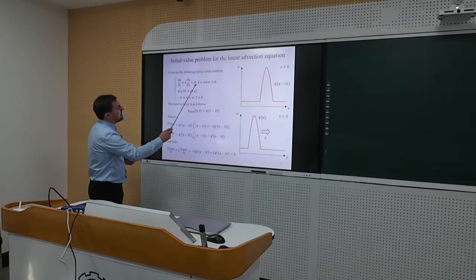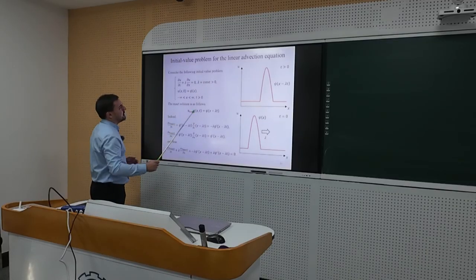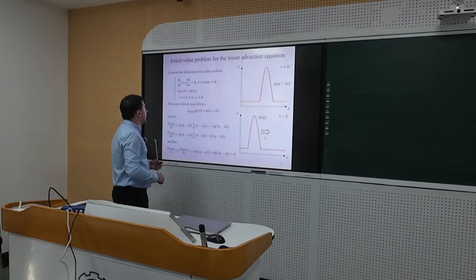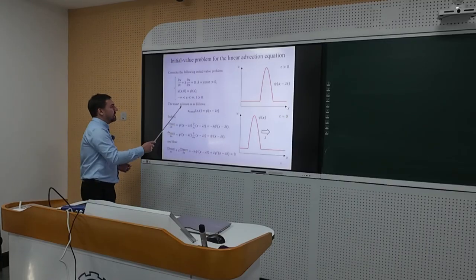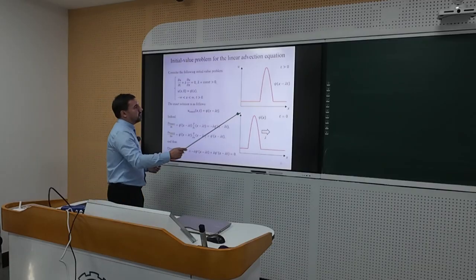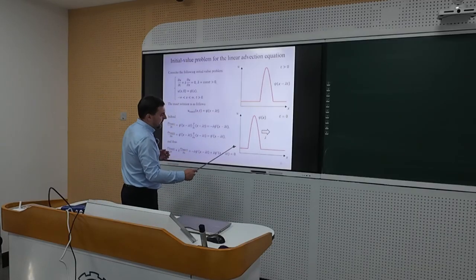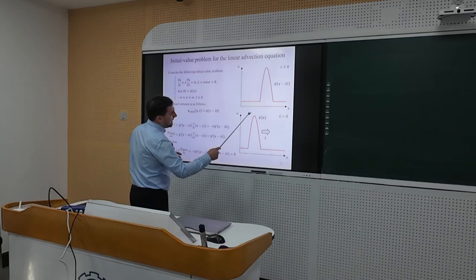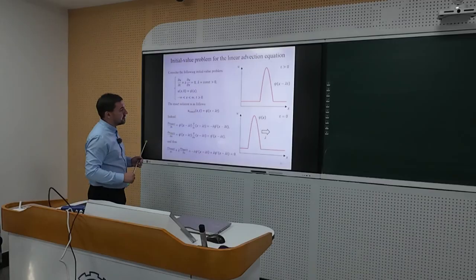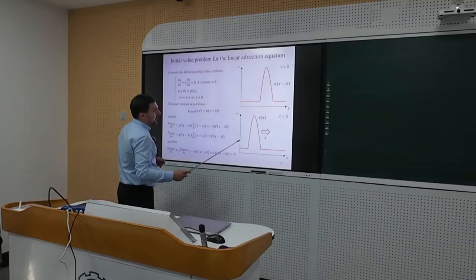So let's choose lambda, some constant that is greater than 0. We should specify it, either it will be positive or negative. The beauty of this model is that we know the exact solution. The exact solution is psi of x minus lambda t, where psi of x is the initial solution, at t equals 0.